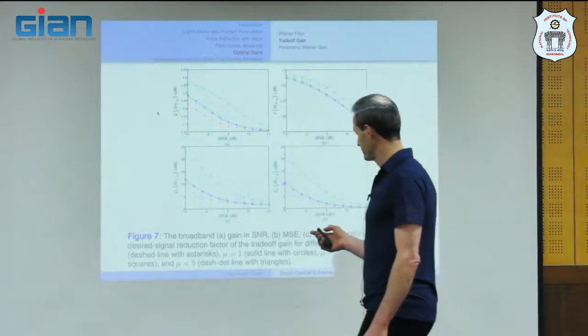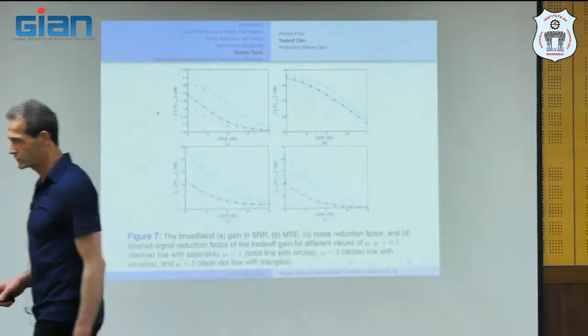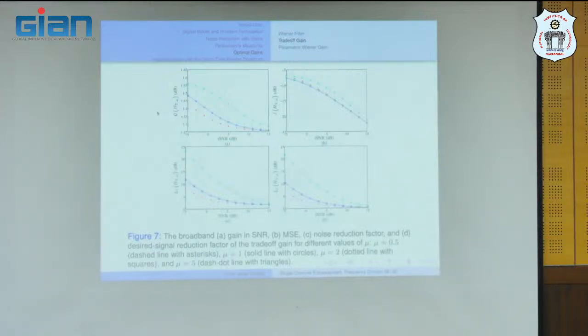The trade-off tries to trade off between noise reduction and distortion. But for the MSE, we obtain the optimal solution with mu equal to 1.